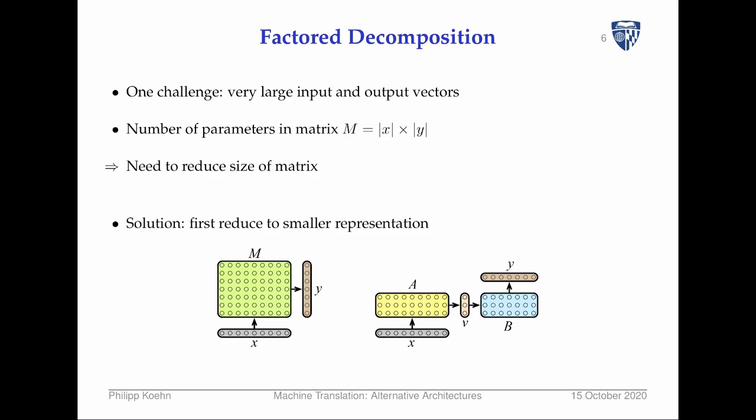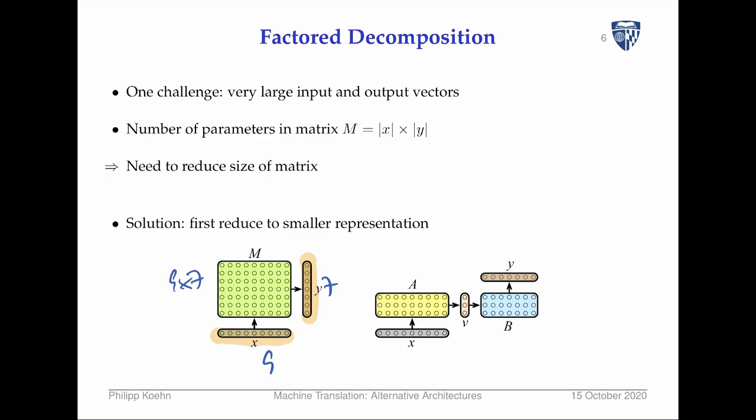So how do we do this? We have here our input x, which in this example has 9 nodes. And then here's our output y, which in this example has 7 nodes. So the matrix here has 9 times 7 parameters. This is a toy example, so 9 and 7 are obviously not too large numbers to deal with.